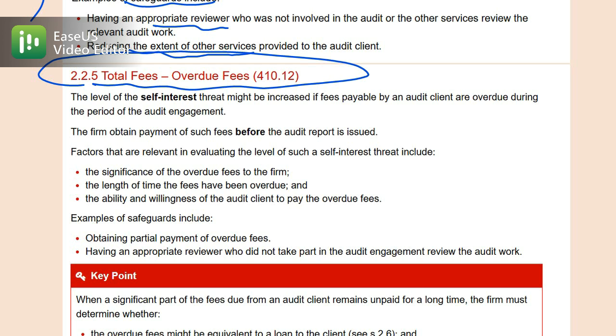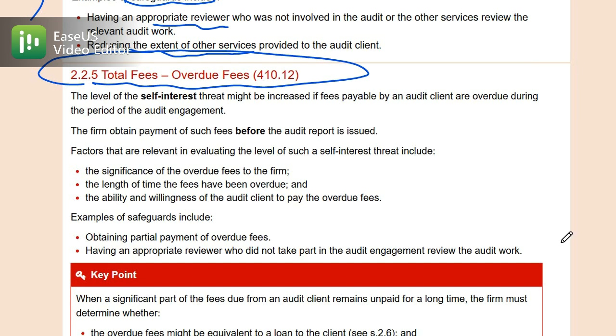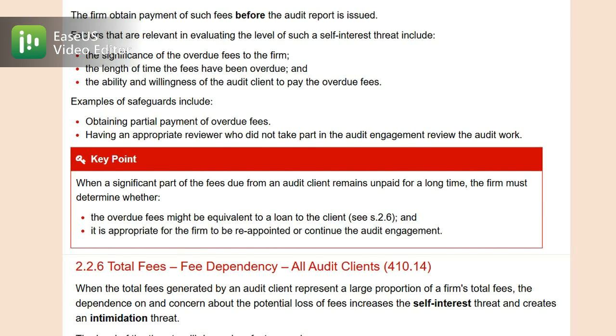What happens? A self-interest threat arises. Why? Because now you are financially dependent on the client paying you back, and that can influence your judgment. So the key point here is that the firm should always try to obtain payment of overdue fees before issuing the audit report. If you don't, your independence is at risk.